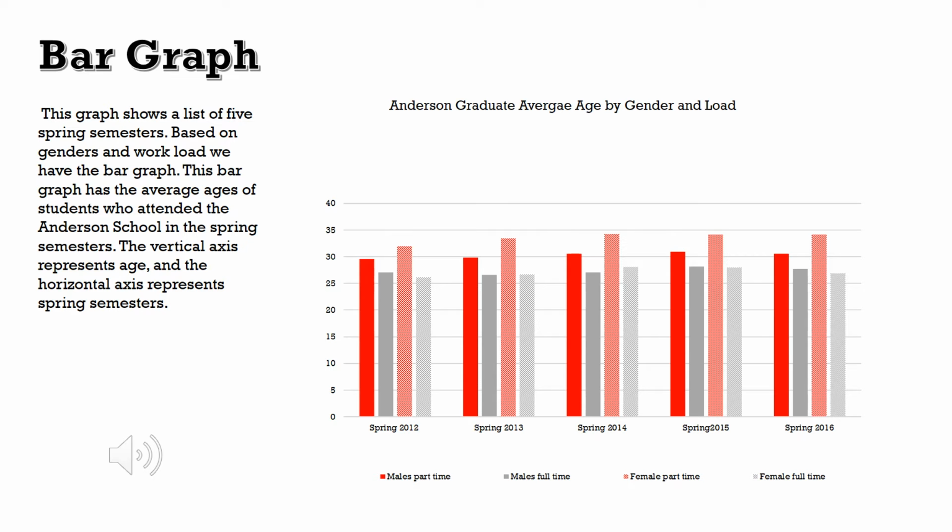The red bar is going to equal males that are part-time. The solid gray bar equals males that are full-time. The checkered red bar equals females that are part-time, and the gray checkered bar equals females that are full-time. Take a look at this data, see what you think about it, and thank you for listening.